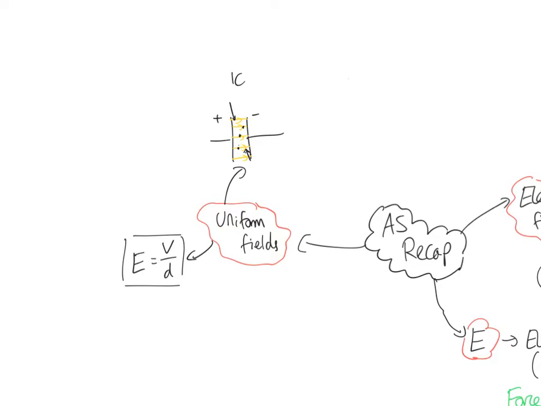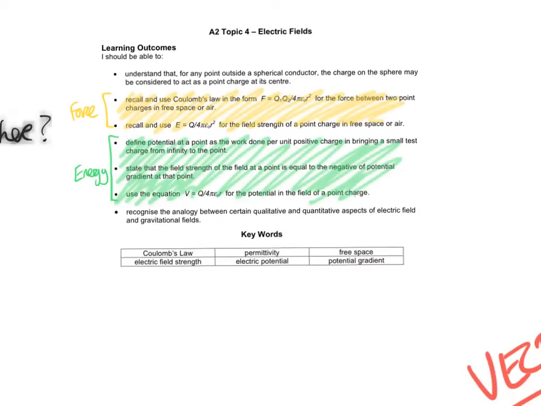And we have an equation to calculate what the electric field strength is between these two plates. If you take the potential difference, so say this was plus 2 volts and this was 0 volts, the potential difference here would be 2, and divide it by the distance between the two plates, that's d, you get the electric field strength. Note this equation only applies to uniform fields. So, let's go back to our syllabus.